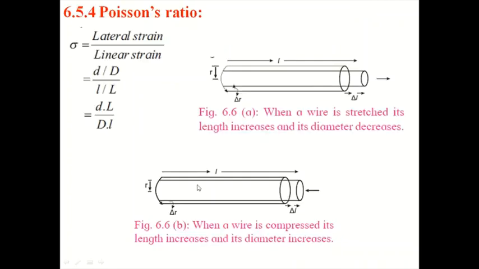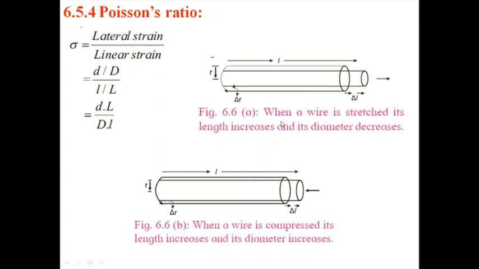After that, we come to the point of Poisson's ratio. Suppose a wire is fixed at one end and a force is applied at its free end, so that the wire gets stretched. The length of the wire increases and at the same time its diameter decreases. Length increases, diameter decreases. That is, the wire becomes longer and thinner.